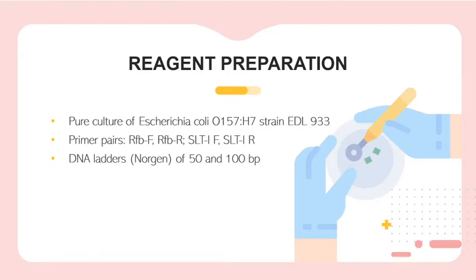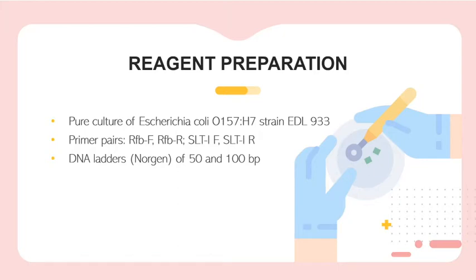Primer pairs are used for E. coli detection. These are RFB-F, RFB-R, SLT1-F, and SLT1-R. This set of primers helps in revealing the serotype O157 of E. coli and also its virulence trait, Shiga-like toxin production. These would be helpful in serotype identification and toxin profiling of the species prevalent in the region.